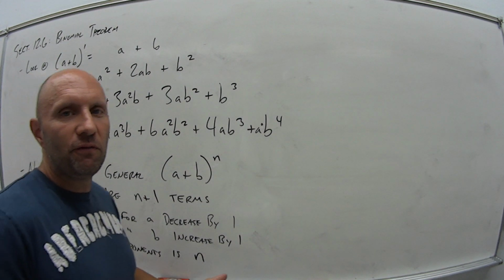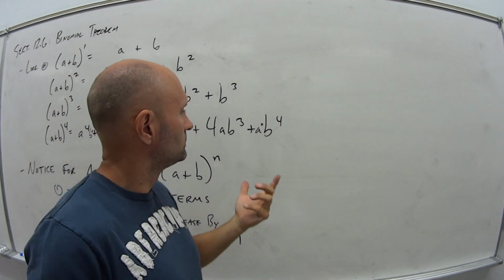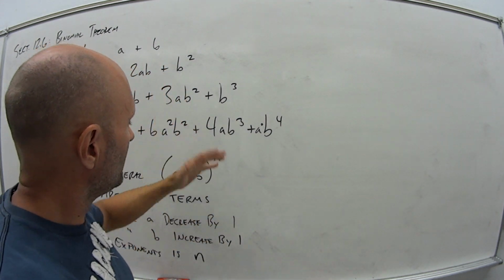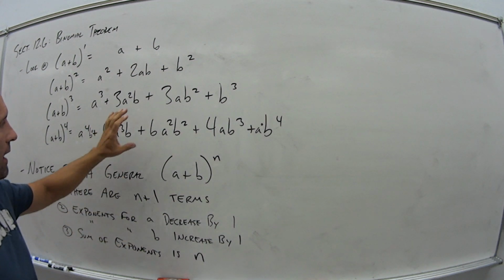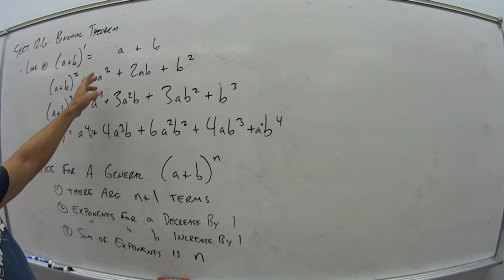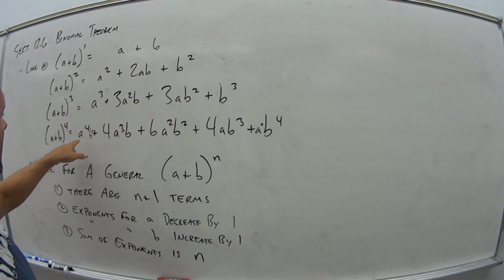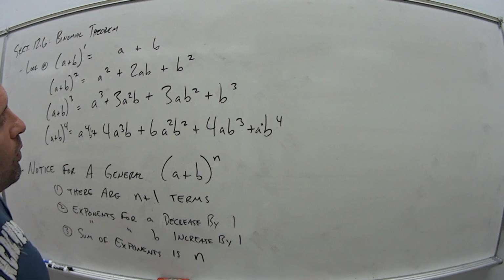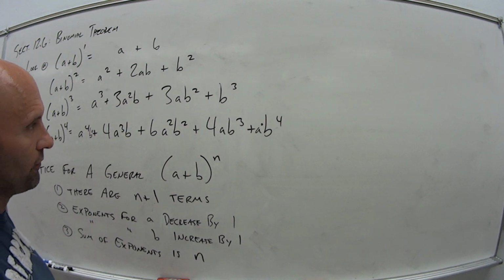So that's how we can figure out information for the exponents. How many terms are there? What should the exponents be for the variables? But what about the coefficients? I had 1, 2, and 1. I have 1, 4, 6, 4, 1. Is there a shortcut for that?